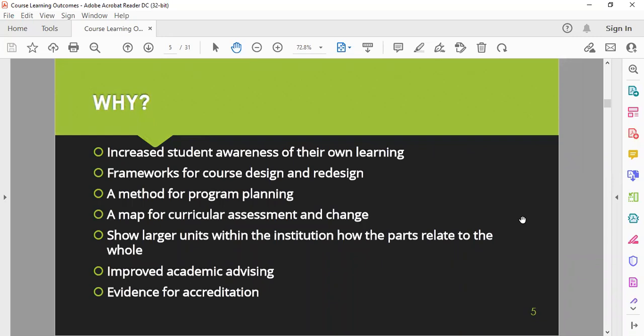They show larger units within the institution how the parts relate to the whole. We are not on isolated islands, working alone, each course or each course instructor working individually. No, it's like a jigsaw. We are all contributors to the whole educational institution, and each one of us is playing a role at his end or her end, trying to contribute to the whole institution. So the course learning outcomes show how parts relate to the whole.